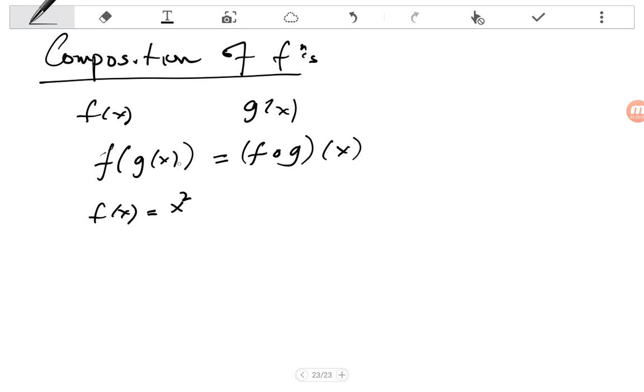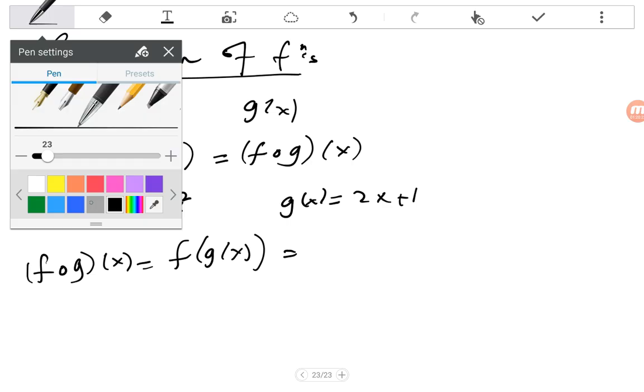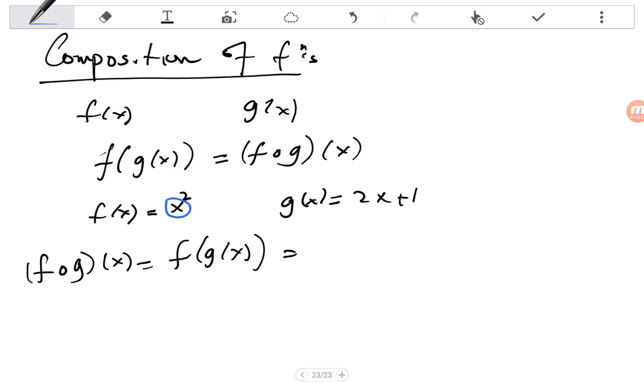Okay? F of g of x. If I had, for example, f of x is equal to x squared and g of x is equal to 2x plus 1, what is f of g of x? It means to take every x in f and put 2x plus 1 inside. So that will be 2x plus 1 all squared.